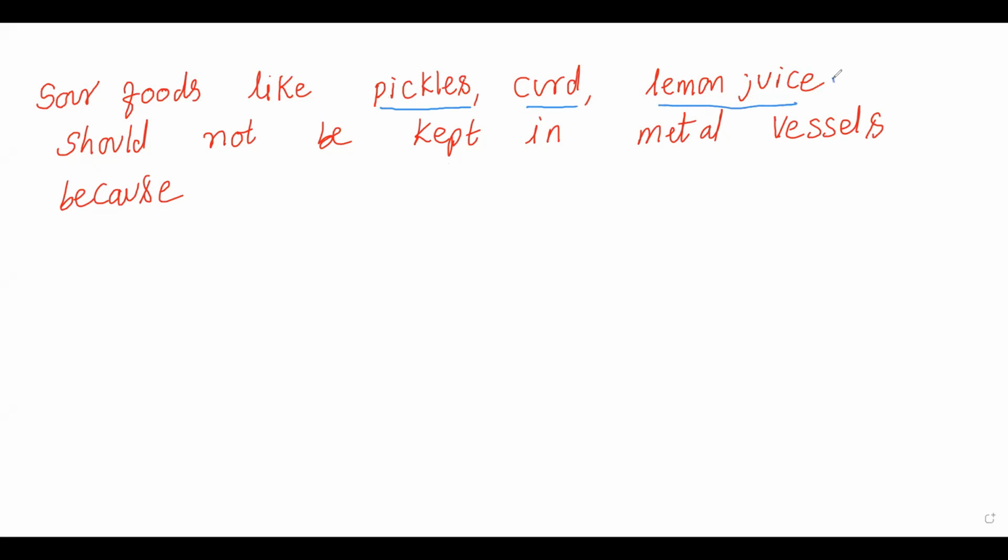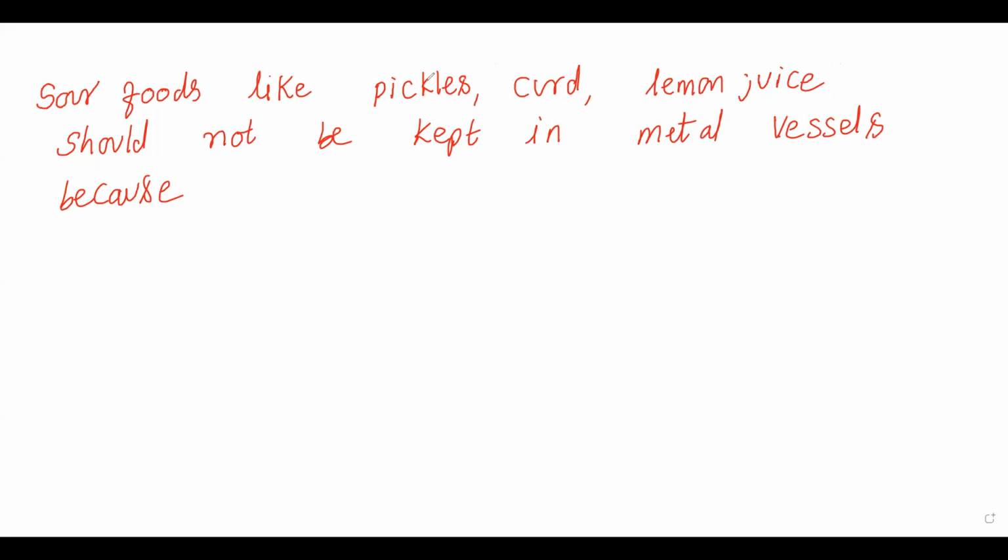Here we have citrus. Lemon is citrus. So what is the acid present in lemon? Curd contains lactic acid. In pickles, vinegar is used. Acetic acid is used in pickles. Citric acid is present in lemon juice. So all these foods contain weak acids.